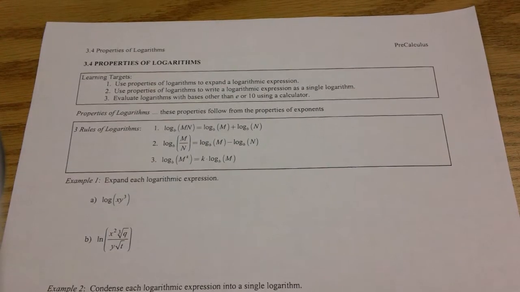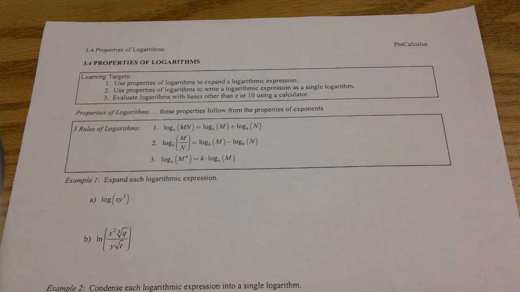In this video, we're going to review the properties of logs. There are three main rules of logs. If you have the log base b of m times n, that's going to be equal to the log base b of m plus the log base b of n. If you have the log base b of m divided by n, that's going to be equal to the log base b of m minus the log base b of n.